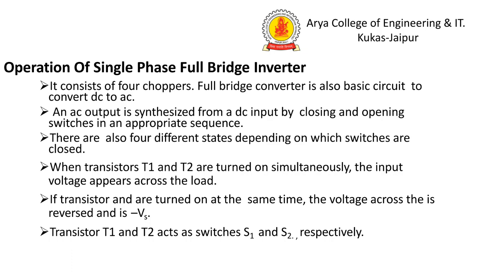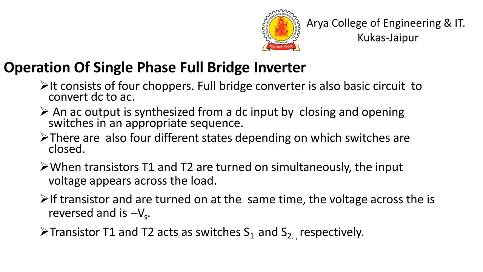It consists of 4 choppers. We can also use BJT, IGBT, MOSFET in the place of a chopper. The full bridge converter is a basic circuit to convert DC to AC, and the AC output is synthesized from a DC input by closing and opening switches in an appropriate sequence. There are 4 different states depending on which switches are closed and open.